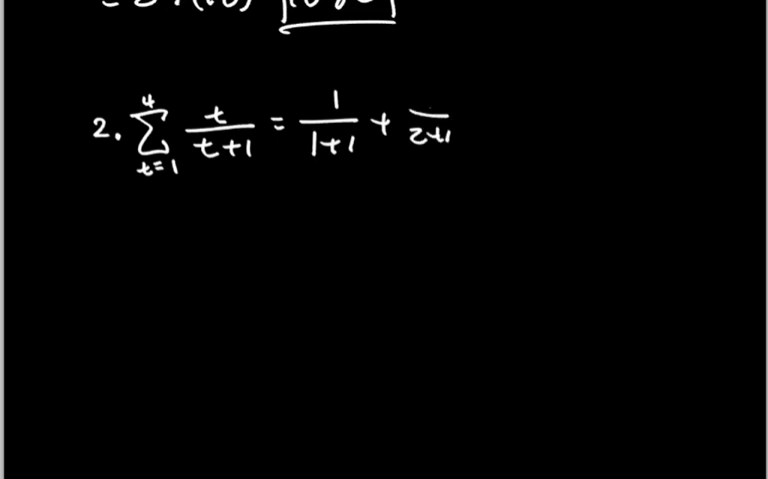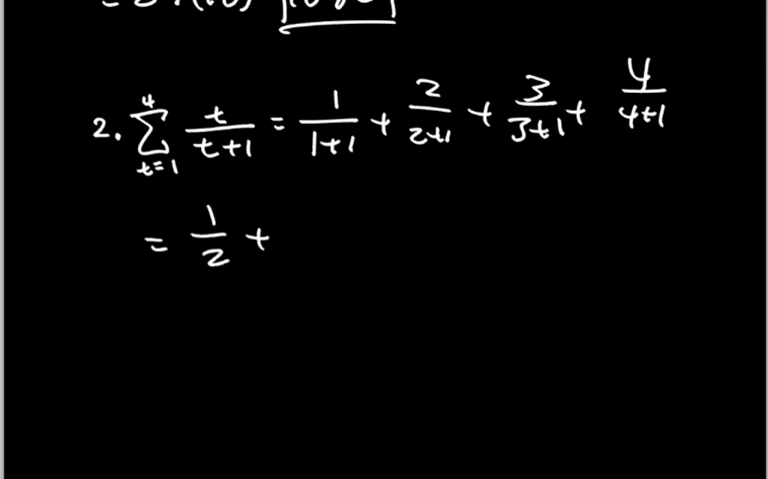That should be 2. 2 over 2 plus 1 plus 3 over 3 plus 1 plus 4 over 4 plus 1, and we stop there because our index says to stop at 4. So that's 1 over 2 plus 2 over 3 plus 3 over 4 plus 4 over 5.